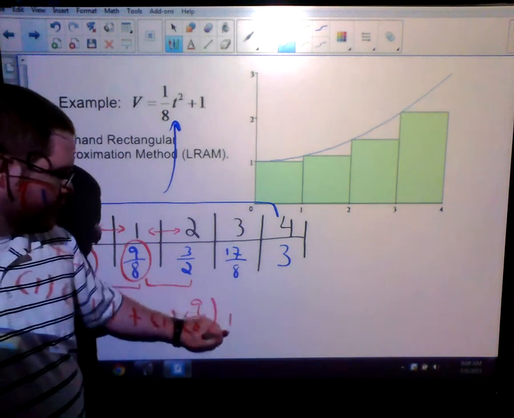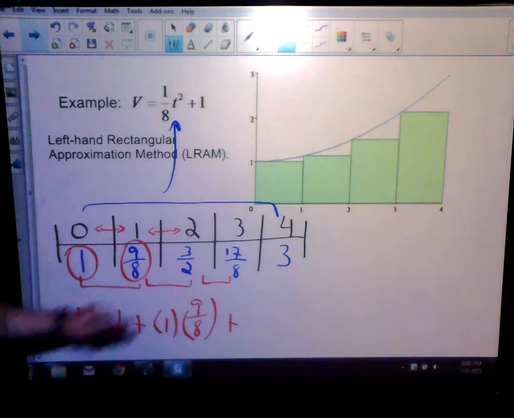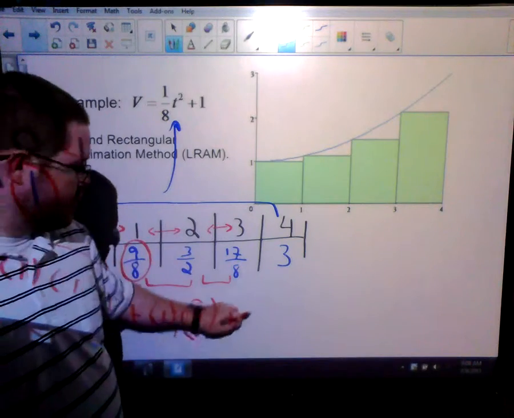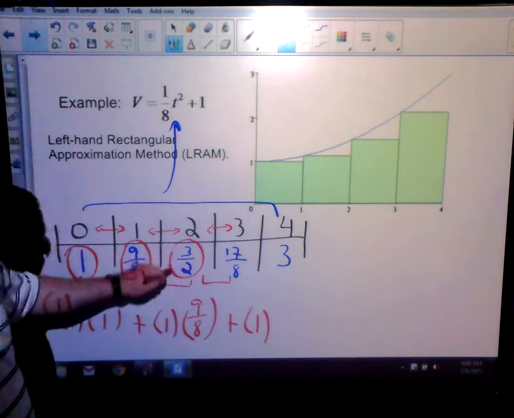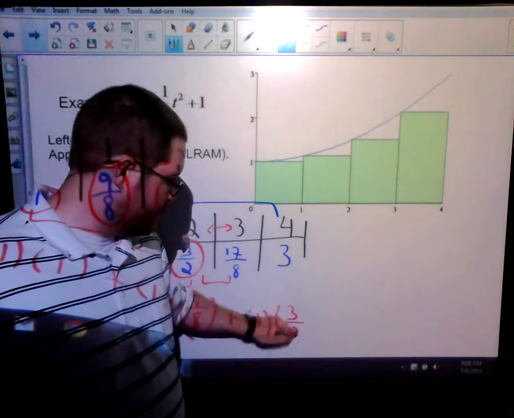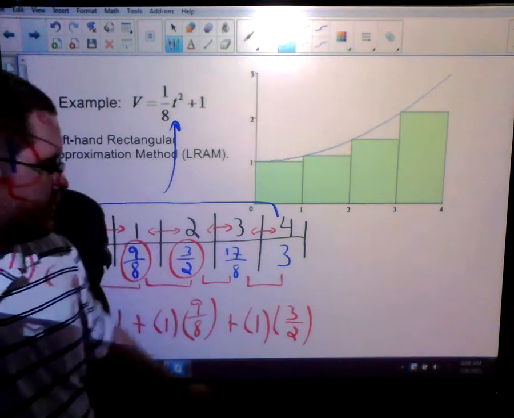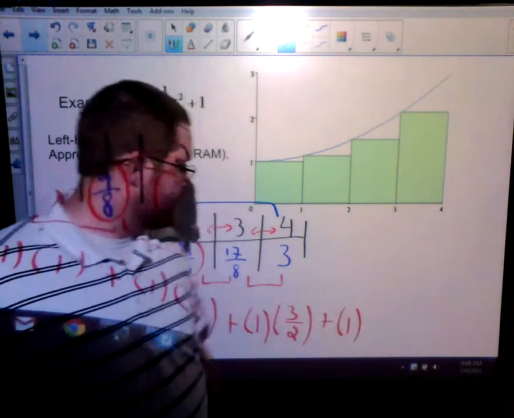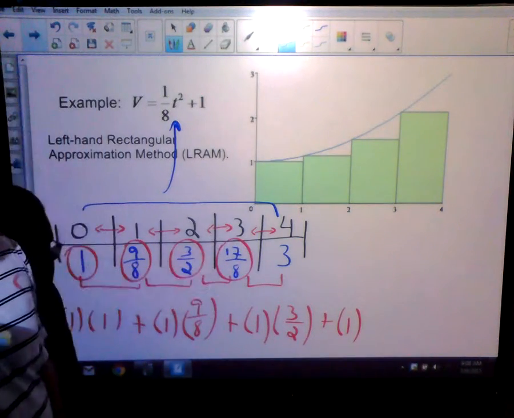9/8. Plus, third rectangle. How wide is its base? It's 1. Which of these two heights am I going to use? I'm going to use this one because it's the left side. 3/2. The fourth rectangle, how wide is its base? It's 1. Which of these two heights am I going to use? This one, because it's the left side.